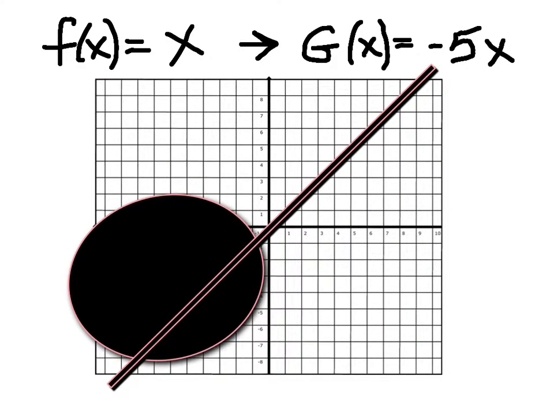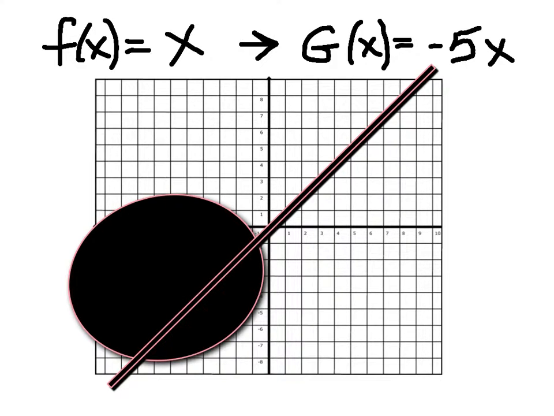Now this one is a negative 5x. The parent function is x. And now you've put a negative sign in front of it and a 5. We've done both of these already. What happens when you put a whole number, other than 1, in front of the x? What was the description that we had for that?